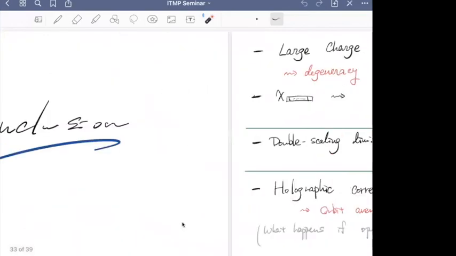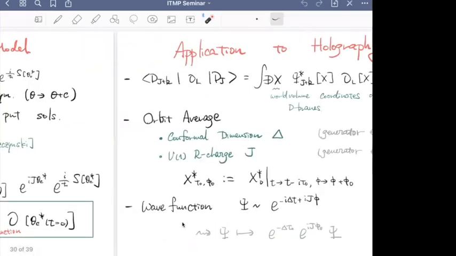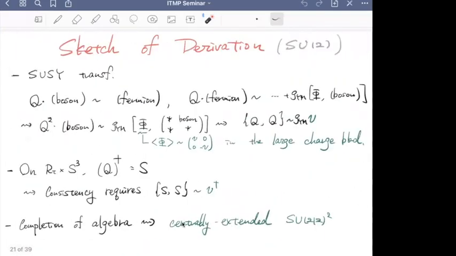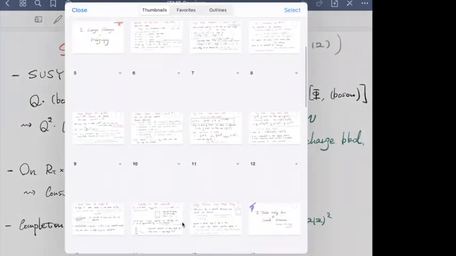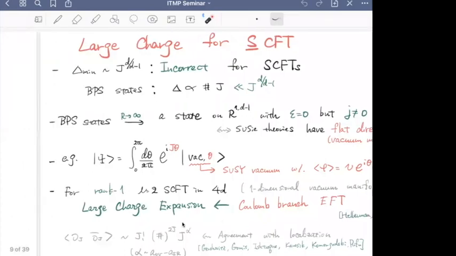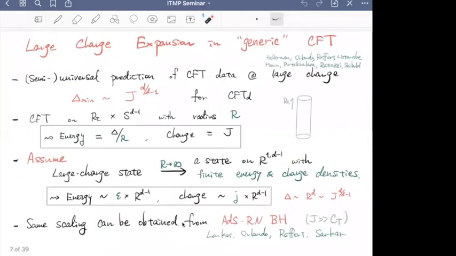Right. Yes, the answer is yes. That's a very good question. There's only one paper which discusses this, but the answer is yes. You mean the leading behavior or the first subleading as well?